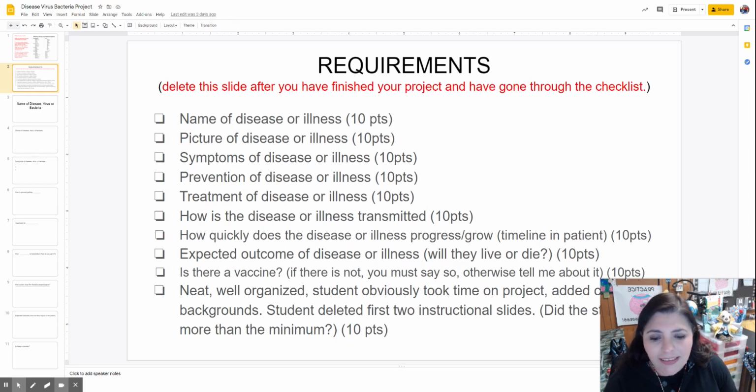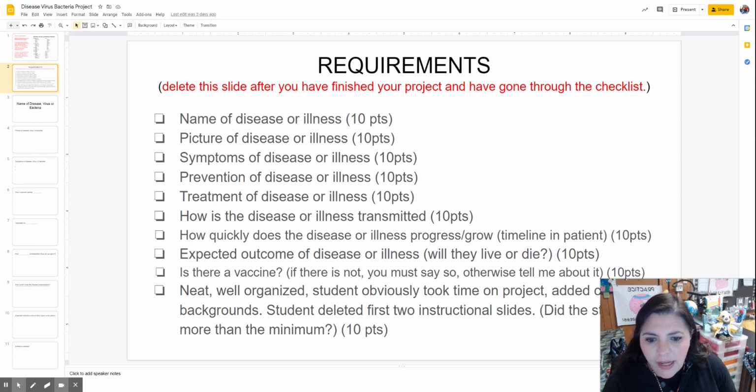Is there a vaccine? Some viruses do have a vaccine for them, and you're going to specify here whether or not there is a vaccine. Now, if there is not a vaccine, then you need to specify that there is no vaccine. I don't want you to just delete this slide or just skip it. You have to put in there that there is no vaccine, okay?